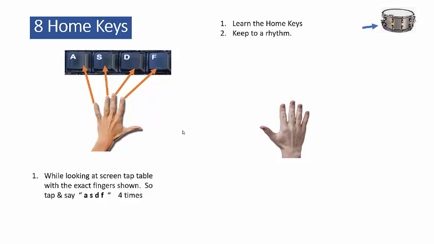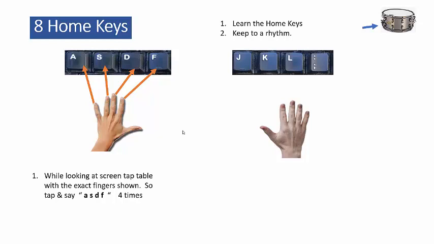Look at this. While looking at the screen, tap the table with the exact fingers shown. So tap and say A, S, D, F. A, S, D, F. Now you should learn those. Those are half of the home keys.